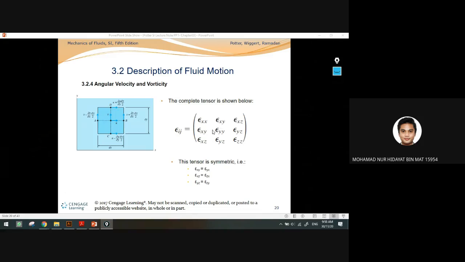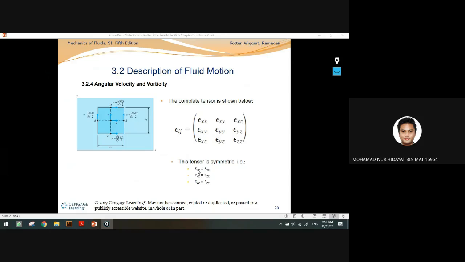This is XY, this is XY. This is XZ, this is XZ. This is YZ, this is YZ, and this is YY. So this is how we arrange it. This is the I and J component. This tensor is symmetric, alright?